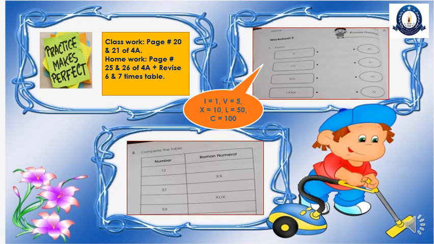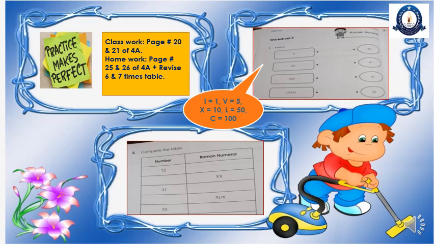Place a smaller number before the bigger number in the case of subtraction. So 5 minus 1, what will be the answer? 4. It means L is 50 and IV is equal to 4. So 54. Look here, 54 is given, yes, the last option. Then match it with 54. In this way you will solve page number 20.